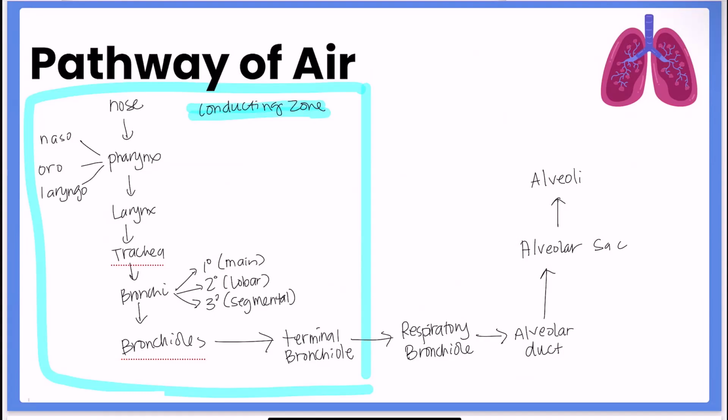And then the second part of it, I'll use yellow. The second part of it is from the respiratory bronchiole. And that's kind of just the rest of it, right? And we call that the respiratory zone. So where like we actually do a lot of respiring, right?